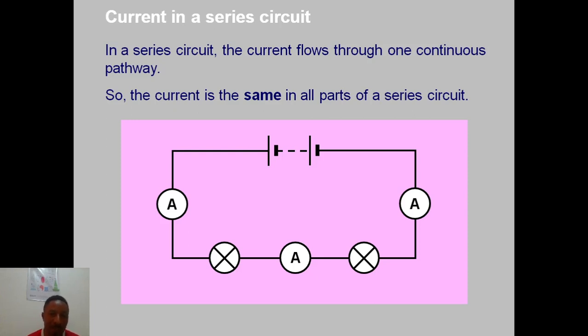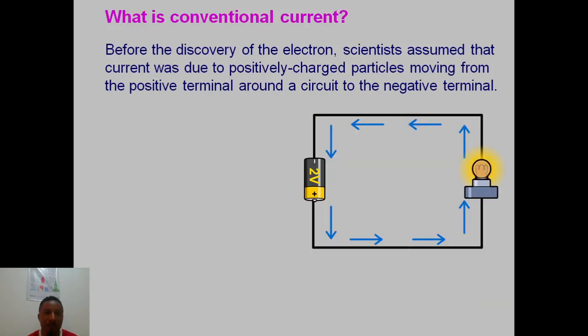Now the current is the same at each point because the current is flowing through the same pathway, so the current flowing is the same. So if I connect an ammeter here, or I connect an ammeter here, or even here, I'll have the same reading, the same current value. Like in this case, I have 1 amp flowing through the circuit and 1 amp measured at different points.